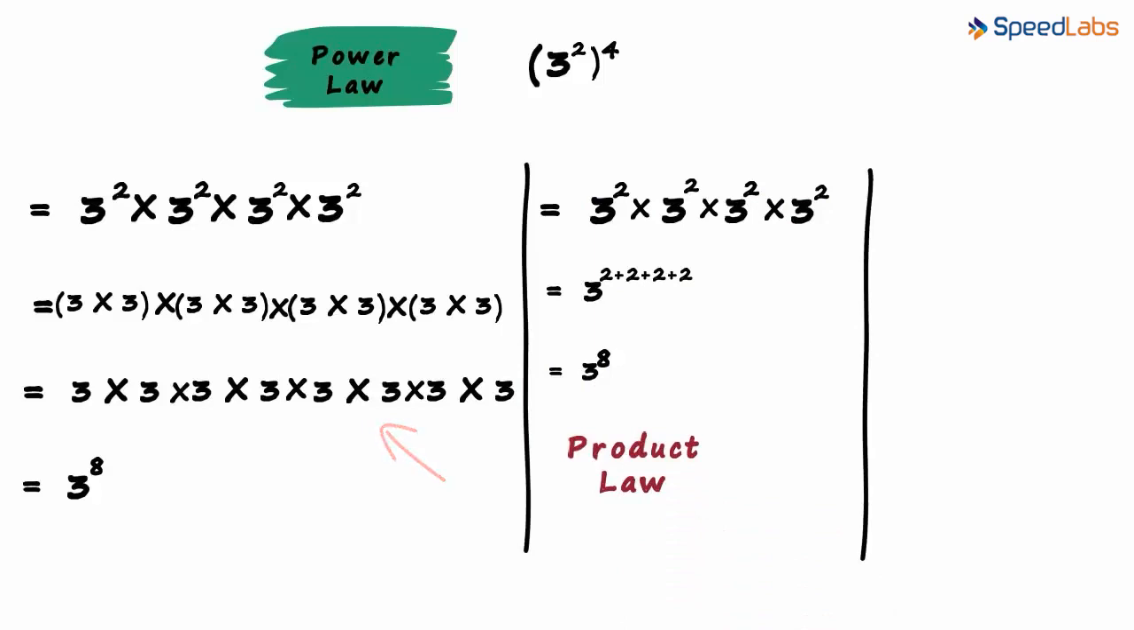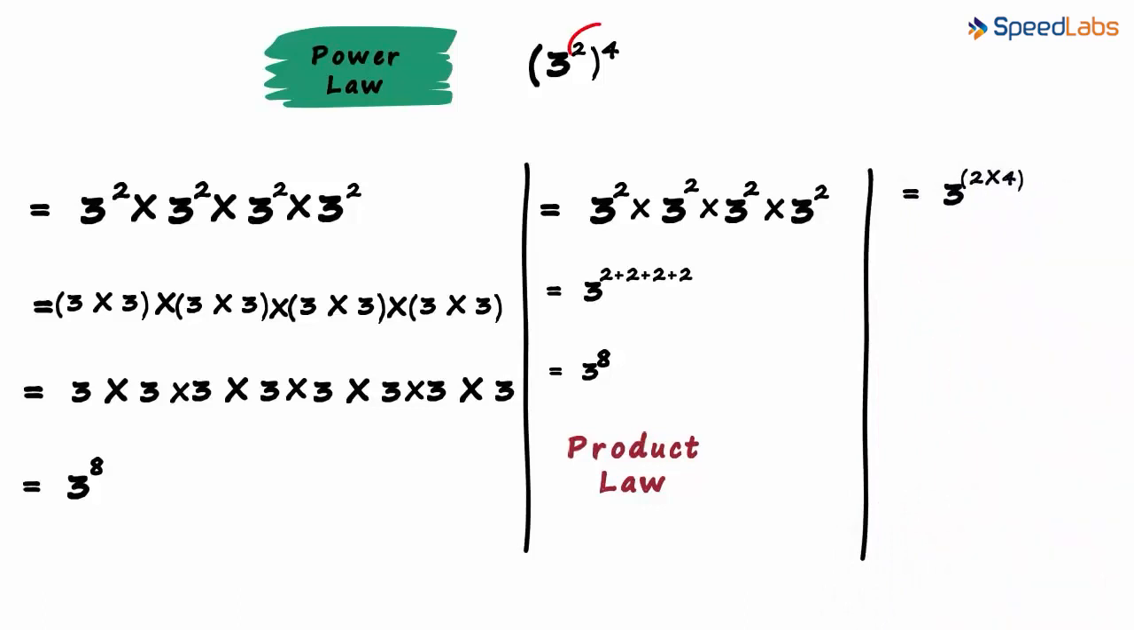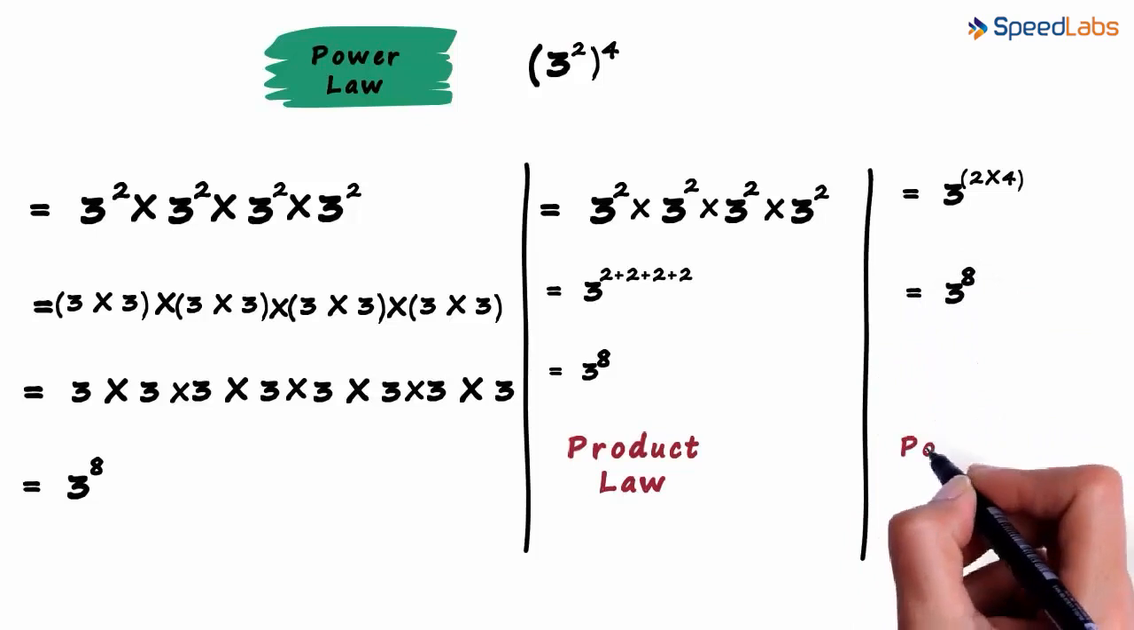In the third way, we can directly write it as 3 raised to 2 multiplied by 4. We just multiply the two exponents. This also gives us the same answer, 3 raised to 8. This is called the power law.